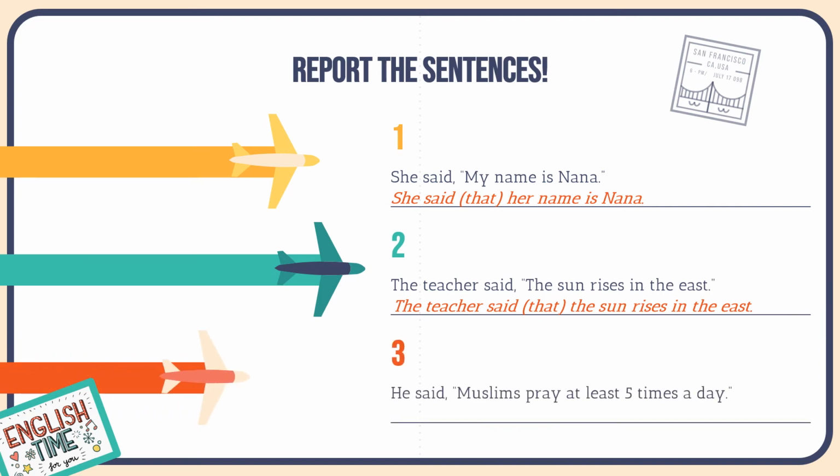Number 3. He said, "Muslims pray at least 5 times a day." Is it a fact? Yes, it is a fact. That's what we do as Muslims, right? So how do you report the sentence? He said that Muslims pray at least 5 times a day. That's it. That's reporting sentences about facts. So you don't need to change anything because it was true in the past, it is true now, and it will be true in the future.